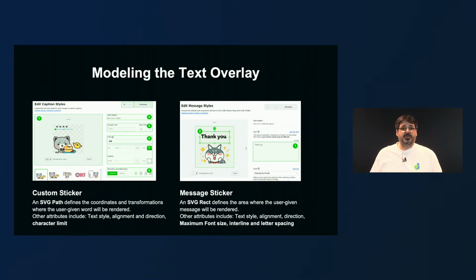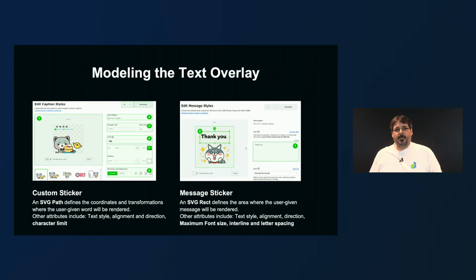So we decided to use an SVG rectangle to define the area where the text will be placed. Other information that we store with the style include, of course, the font family, the colors, the outline, the direction and alignment, and for message sticker, also interline and letter spacing. Now that we have decided to use SVG, though, to model this overlay, how do we get an actual PNG image out of it?